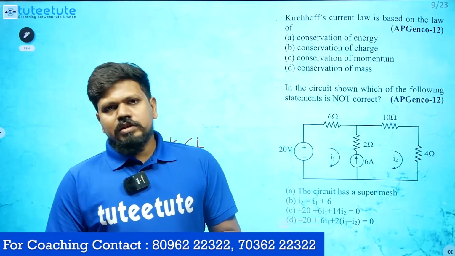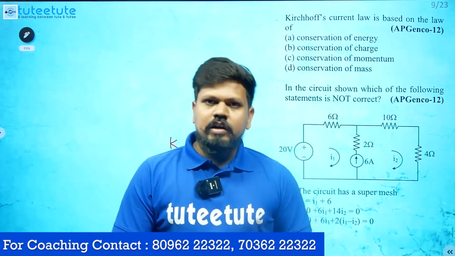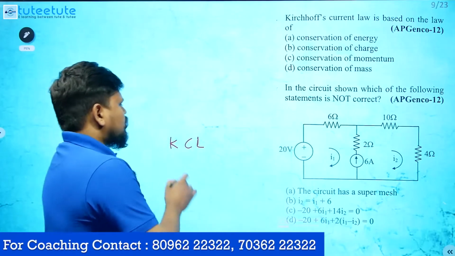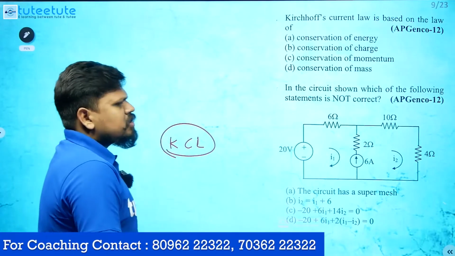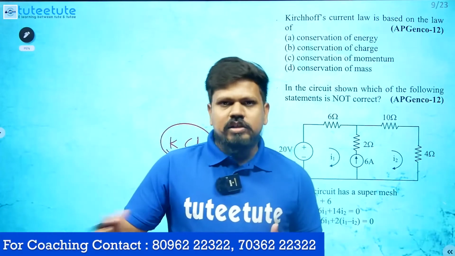So at a node or junction, how much current is coming in, the same current has to go out from that node. Similarly, Kirchhoff's current law is based on this: how much charge is coming, that much charge has to leave.